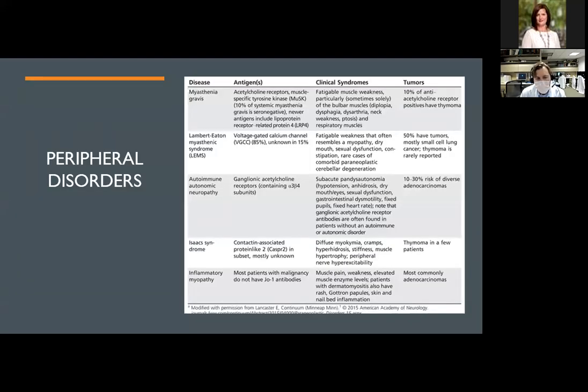These are just some example peripheral paraneoplastic disorders. We don't have to go through them in too much detail, but just to give an example of all the different syndromes that can be out there with the tumor associations. Myasthenia gravis is probably the most common thing that we think about and see in neurology. And there is a pretty strong association with thymoma, although it is a minority of patients. And then I think Lambert-Eaton syndrome we probably see every now and then around here as well, which is also very frequently paraneoplastic, but just not as common as myasthenia.